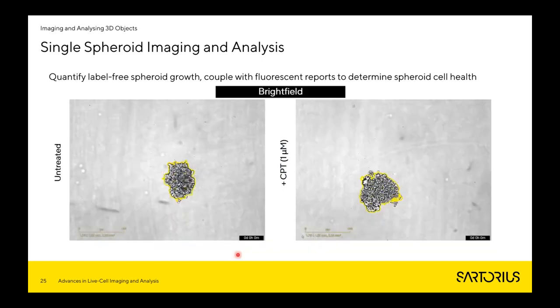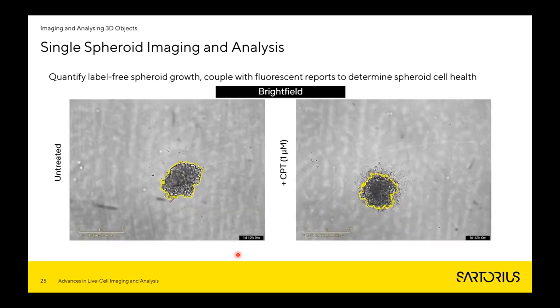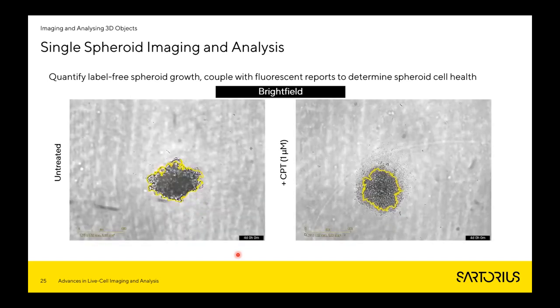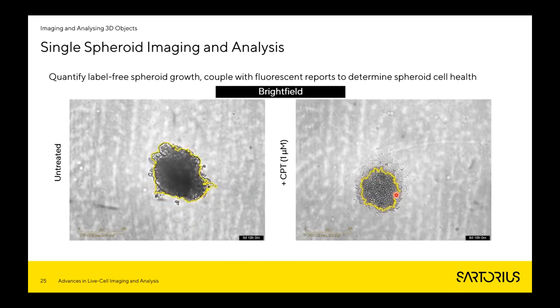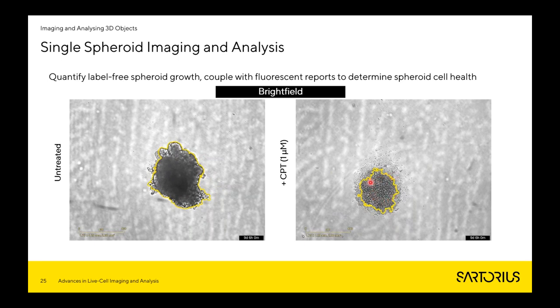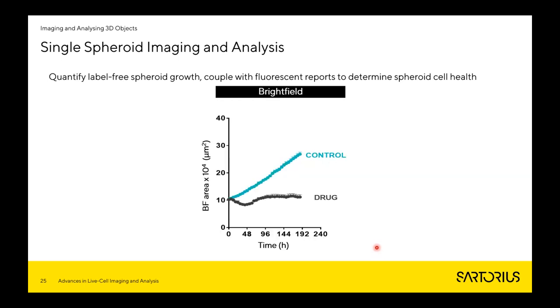I'm going to zoom in on one particular example here. Here we have SCOV3 cells. These are treated with camptothecin or untreated. On the left-hand side, we see proliferation and growth of that spheroid, whereas with camptothecin treatment, we see something quite different. The spheroid doesn't really change in size, but morphologically, we can see a clear difference. We can then plot that bright field object area, and we can see that our control increases quite nicely, whereas our drug treated remains relatively consistent in size.